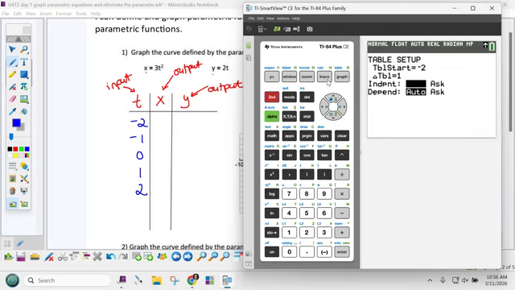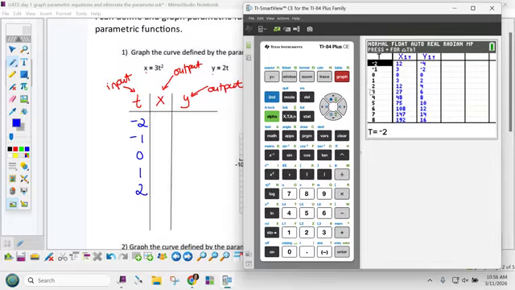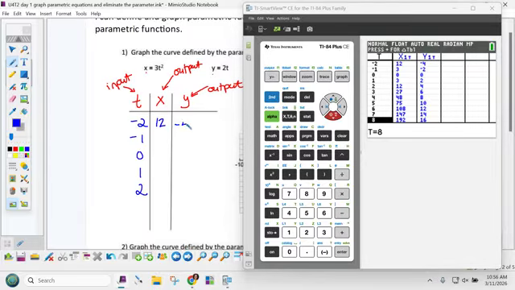So now we go second table, and I've got all these t values, and I can arrow up to negatives and arrow down to positives. And let's see, we want to start at -2. So that gives me an output of 12 for x and -4 for y. And then at -1, we've got an output of 3 for x and -2 for y. Right, so keep going, copy down those numbers.